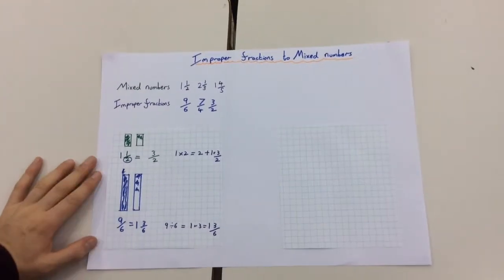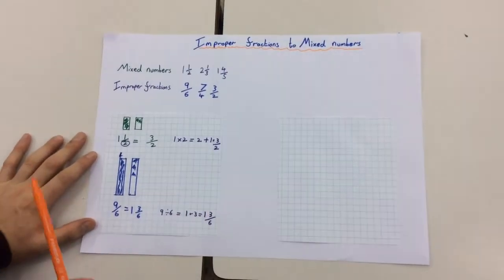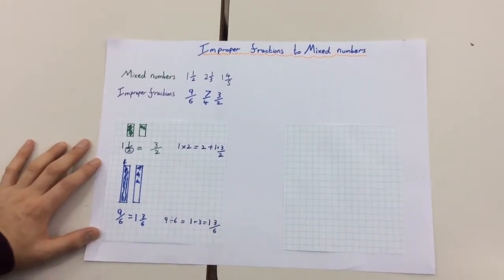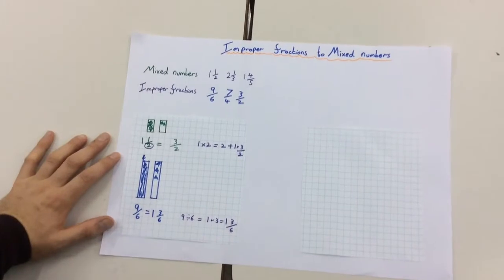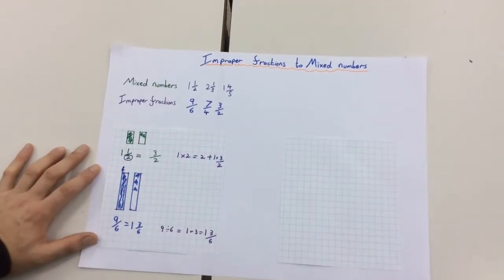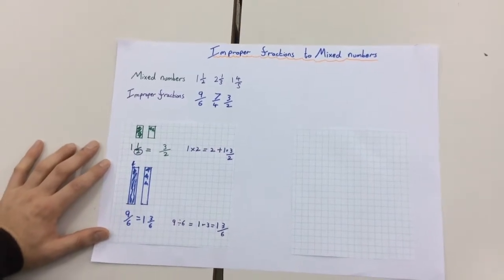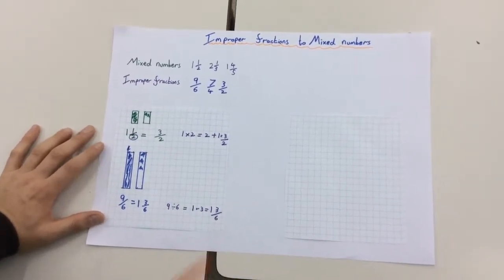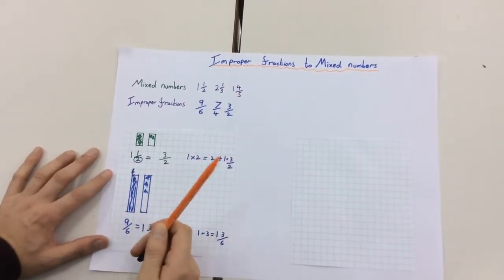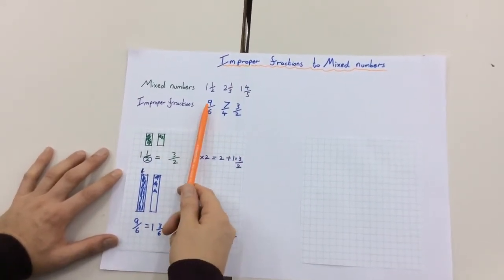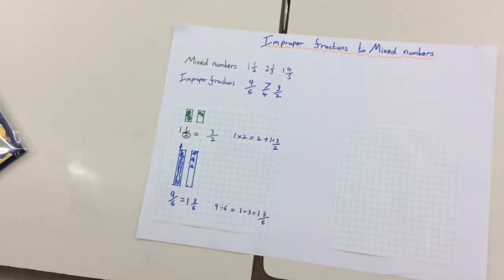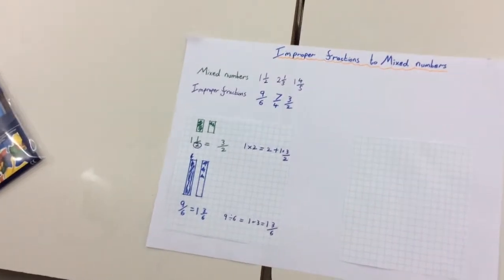Okay, so now we're going to look at how you convert between improper fractions and mixed numbers. We're going to look at what it means and then talk about how you can do it in a faster way. So first let's look at what they are. Mixed numbers and improper fractions are all things which are greater than one whole. A mixed number is when you have an integer and a fraction, and an improper fraction is when you have a numerator that is bigger than the denominator. What we're going to look at now is what that means and how you can convert between them.